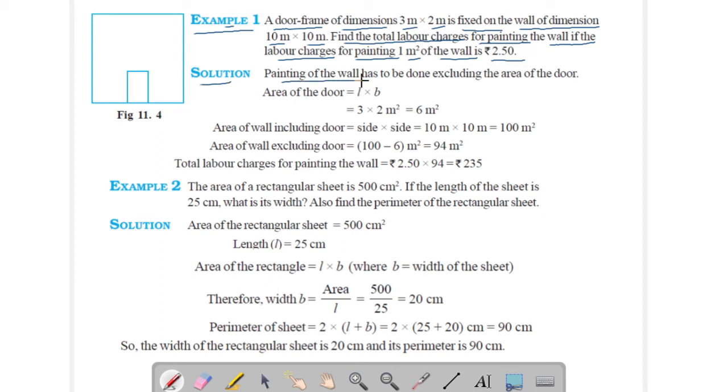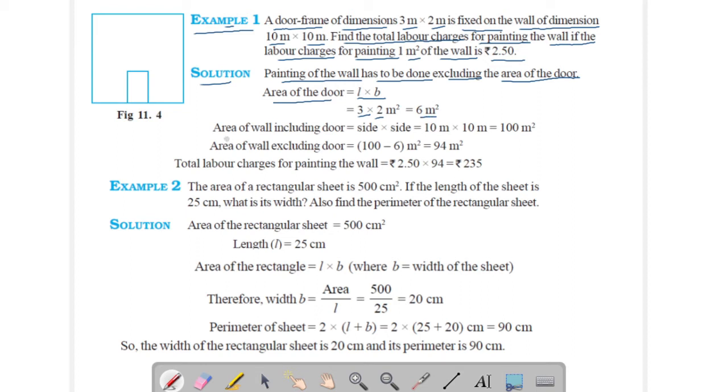Here painting of wall has to be done excluding the area of door. The area of door is given by length into breadth. What is the length of door? It is 3 meter and breadth is 2 meter. If you multiply it, you will get 6 meter square.